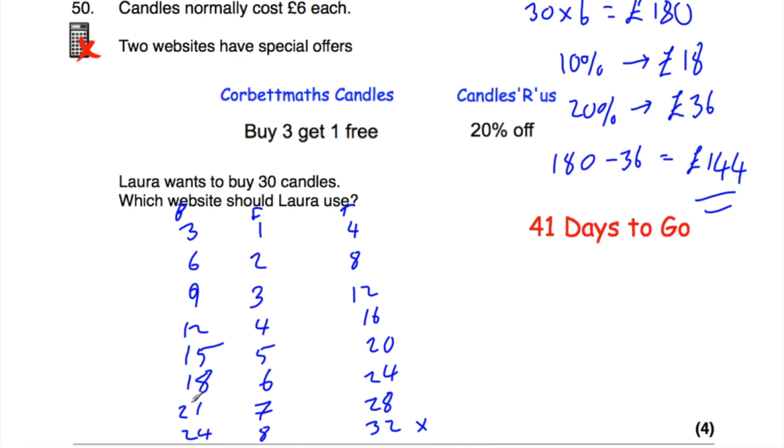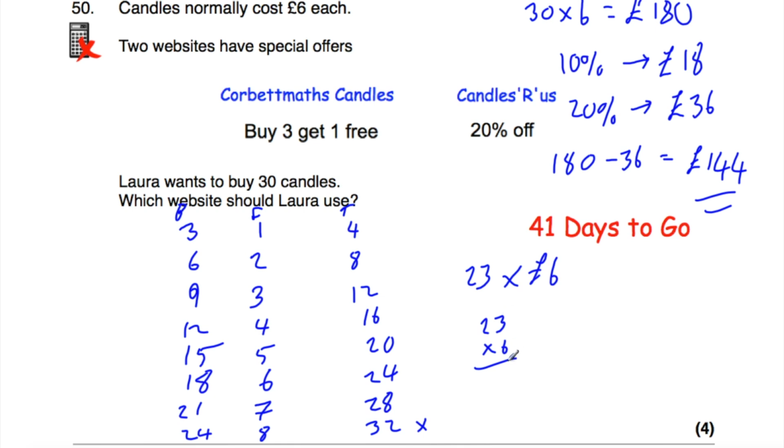So she's going to buy 21 candles and get 7 free, and that'll be 28, but then she needs to buy another 2 candles. So altogether that means that Laura needs to buy 23 candles. So if she buys 21 and then she gets 7 free, that's 28, and then buys another 2. So she's going to buy 23 candles and get 7 free. And so if we do 23 multiplied by 6, that'll be how much she has to pay. So let's do that. 23 multiplied by 6.